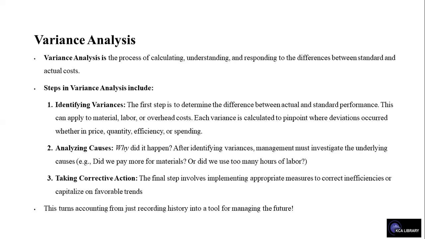The next step is analyzing the causes, that is, why did it happen? After identifying the variances, management must investigate the underlying causes. Did we pay more for material, or did we use too many hours of labor? The last step is taking corrective actions. This is the final step, which involves implementing appropriate means to correct inefficiencies or capitalize on favorable trends. This turns accounting from just recording history into a tool for managing the future.